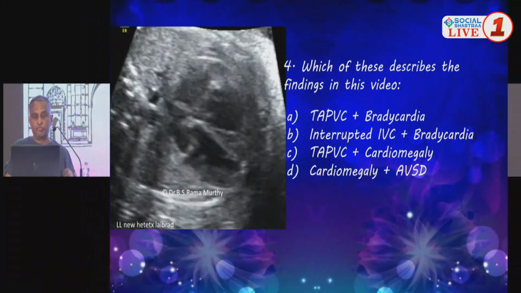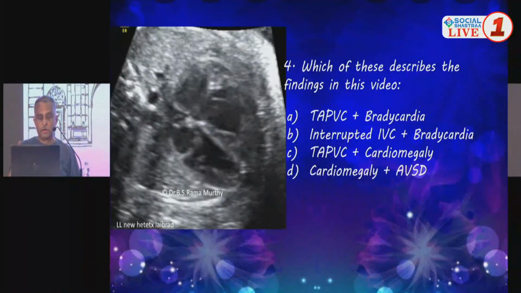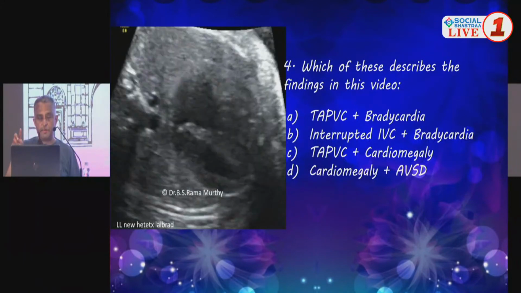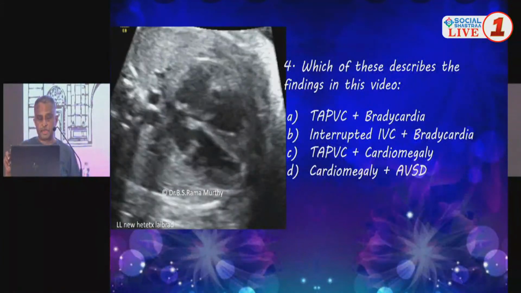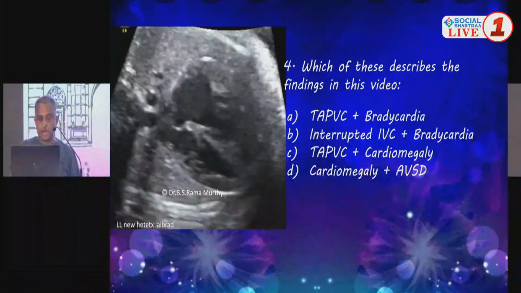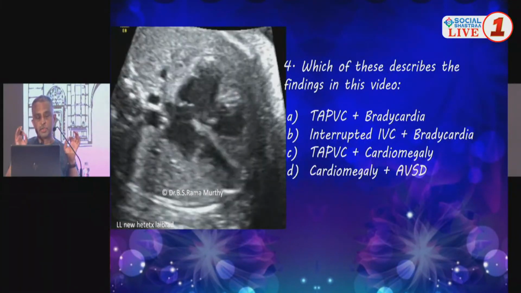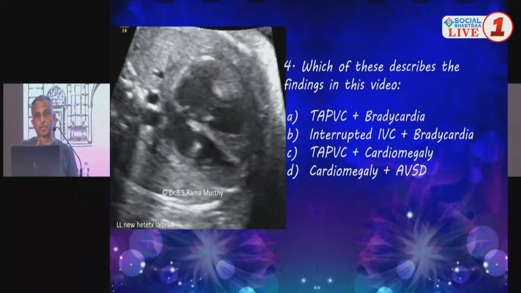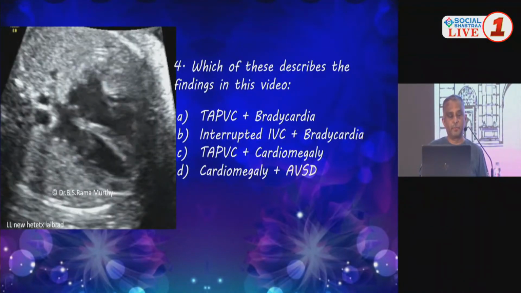Which of these describes the findings in this video? There are two terms. Both the terms should apply. Your choices are TAPVC plus bradycardia, interrupted IVC plus bradycardia, TAPVC plus cardiomegaly, cardiomegaly plus AVSD. This is just to confuse you, but it's clear there's only one choice in which both the components are the correct findings in the clip.